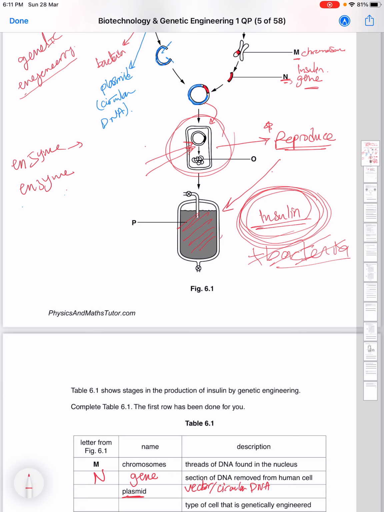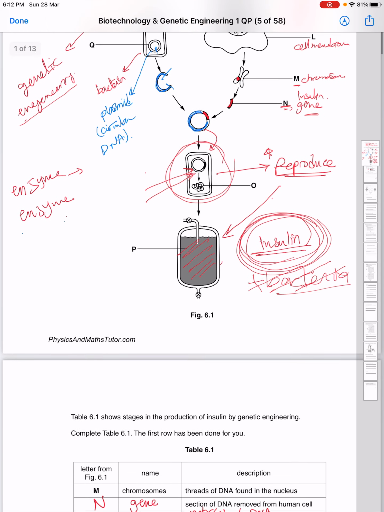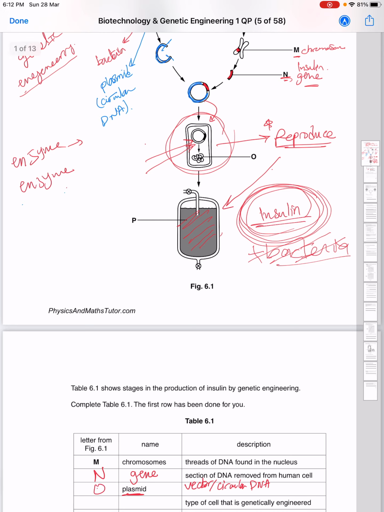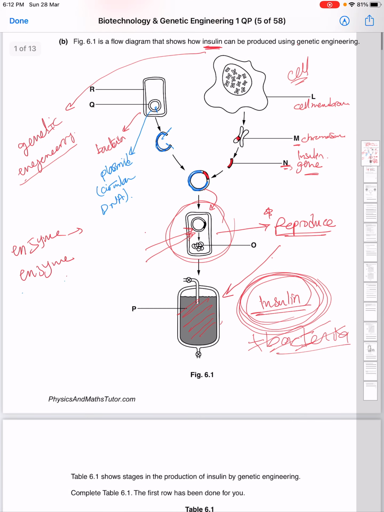So it's a circular DNA, and we're going to give that the letter Q. It was given the letter Q. Then the type of the cell that is genetically engineered is the bacterial cell. Sometimes they use yeast for that. You can either use bacteria or yeast, both are accepted, but I'm going to write bacteria here because it is the one that has a plasmid, as I mentioned. So it should be bacteria. And the letter given here was R.